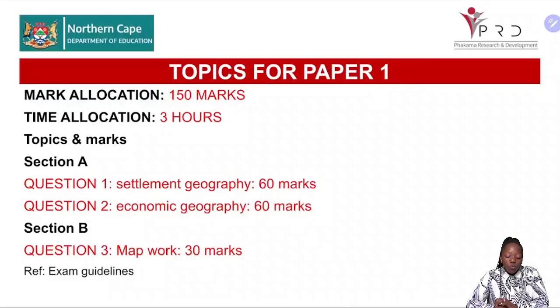In your question 1, you should expect questions based on the settlement. Remember, the settlement can be a rural settlement or an urban settlement. And you cannot be selective because you will never know which subtopic the examiner will choose. So it is advisable that you study everything. Then your question 2 has your economic geography. Again, the examiner can pick any topic under your economic geography. Then your section B will have your map work.